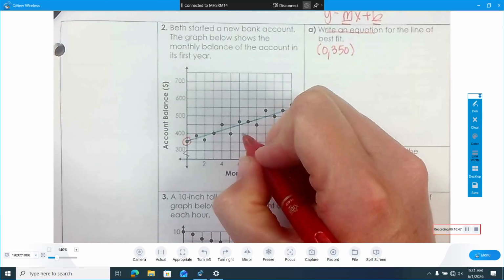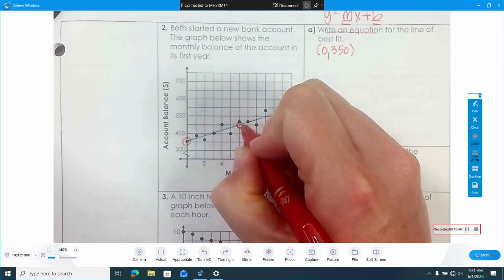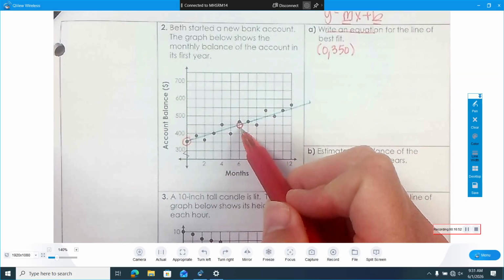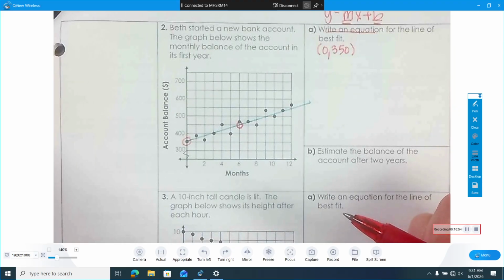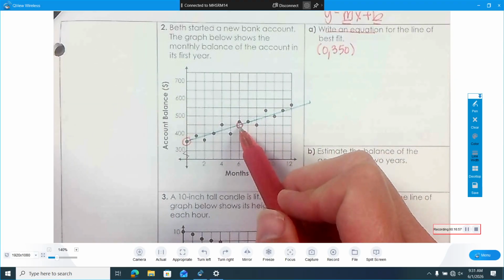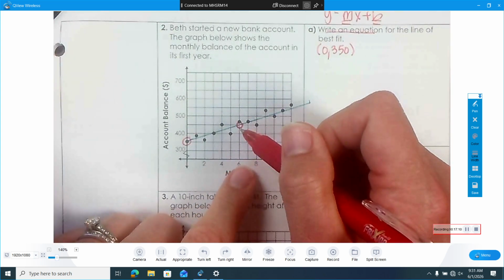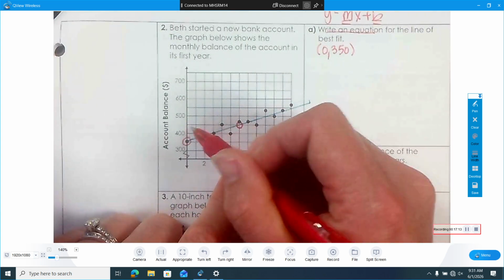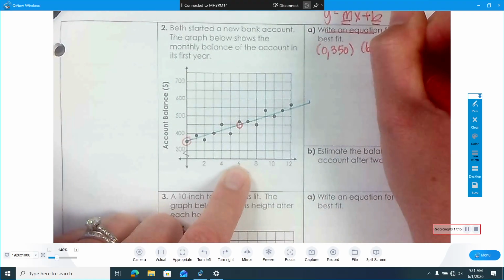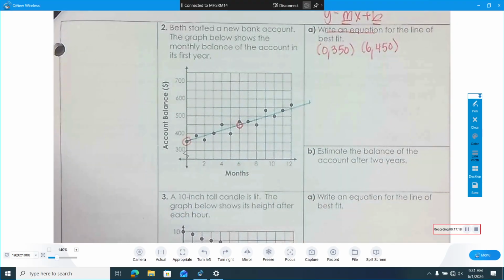Ooh, here is a very good point. Right here, I'm choosing this point. It's not a data point, but it's a point on my line. Why did I choose this point on my line? It's crossing, it is in the middle. It's crossing the line on a grid point, like it's just crossing super nice. So that's the point 6 and 450. So those are my 2 points that I choose, and yours might have different points, but.